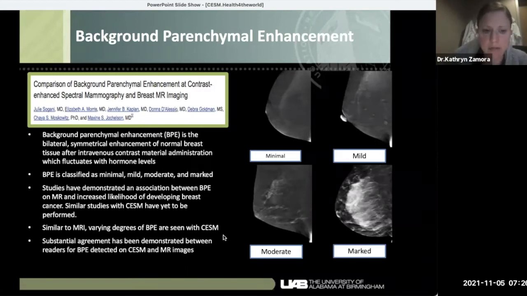There have been studies that have associated the amount of background parenchymal enhancement on MR with the likelihood of developing breast cancer. These studies have not yet been done with contrast enhanced mammography, but they have shown that there seems to be a similar amount of background enhancement when comparing contrast mammography to MRI. So there is probably a correlate there. And there are studies showing substantial agreement for background parenchymal enhancement detected on contrast enhanced mammography and MRI images.